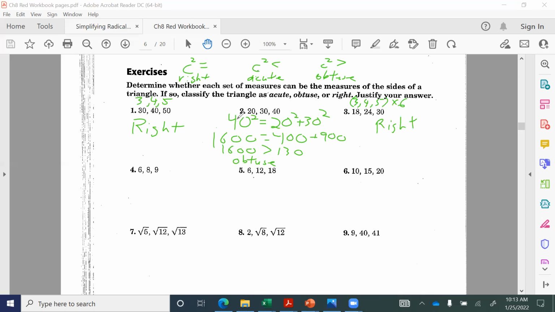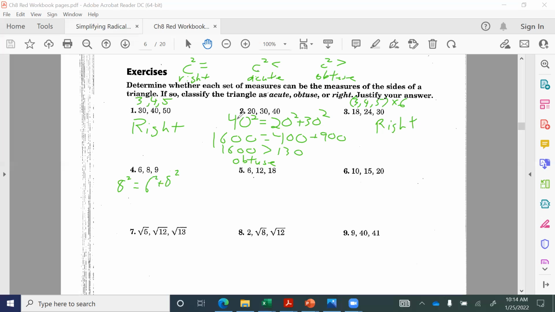All right, number 4, we have 6, 8, 9. What do we want to do first? Find the biggest number. 9 is our biggest number, so 9 squared is equal to 6 squared plus 8 squared.